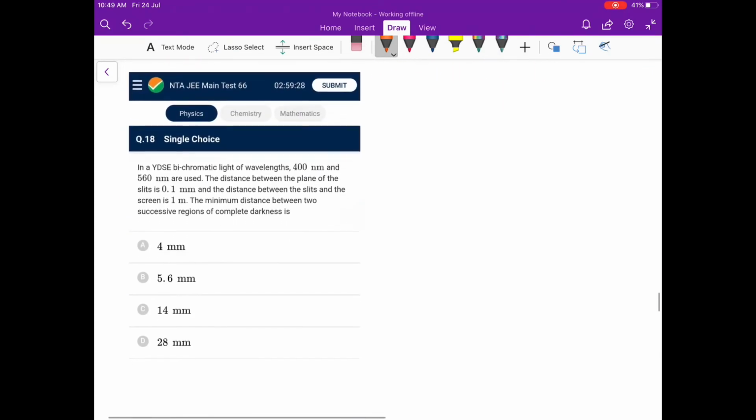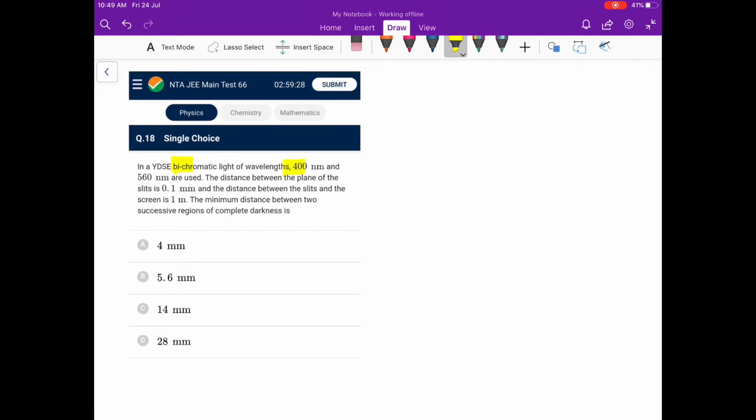Next one. In a Young's double slit experiment, bichromatic, that means that you have two wavelengths, 400 and 560 are used. Distance is 0.1, slit and screen is this. The minimum distance between two successive regions of complete darkness. This is a very important question. This has been asked in JEE Advanced, this type of problems.